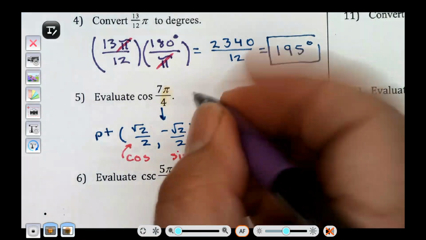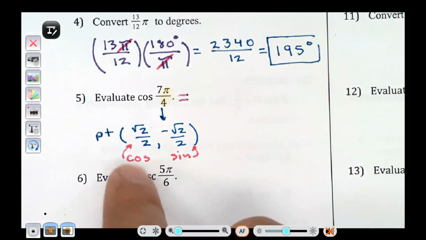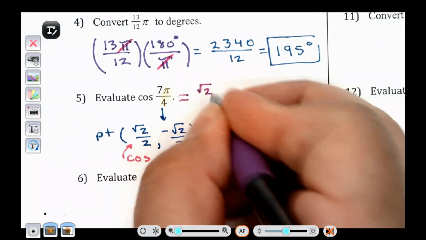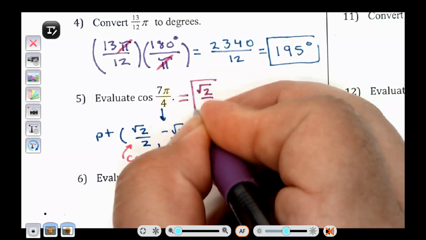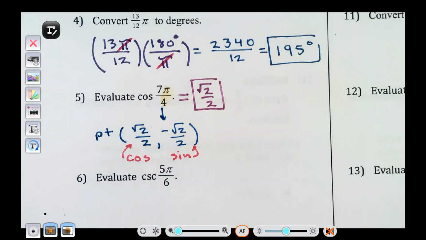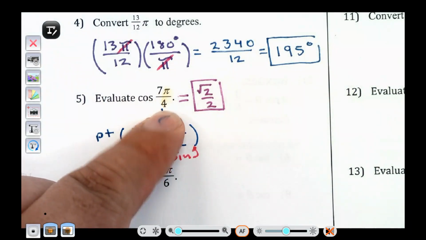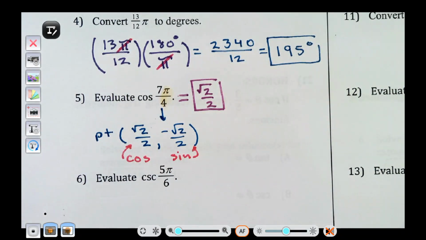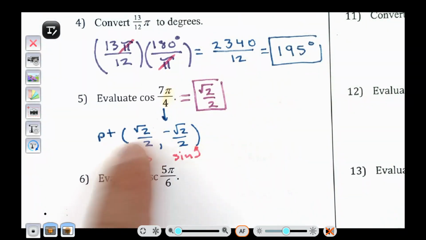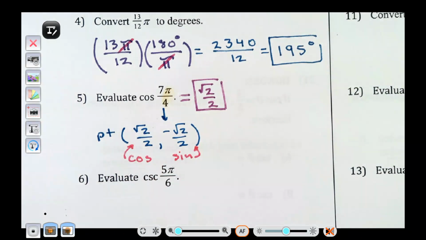So since they're asking for cosine, look how simple it is. Once you locate the point, you just have to pick carefully. This is the answer for the cosine there. So my answer is radical 2 over 2. And just like that, we're done with this problem. Yes, you could use right triangles. There's different ways of doing these problems. But if we're allowed to use the unit circle, we just have to know which one of the 2 points or values we're going to use.